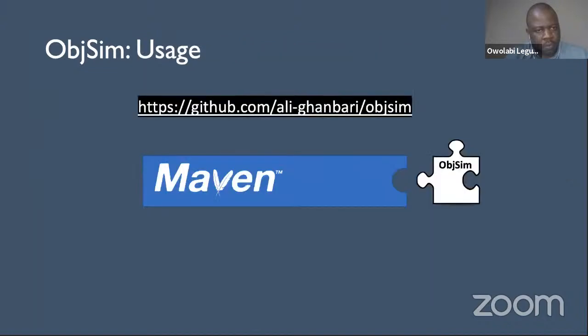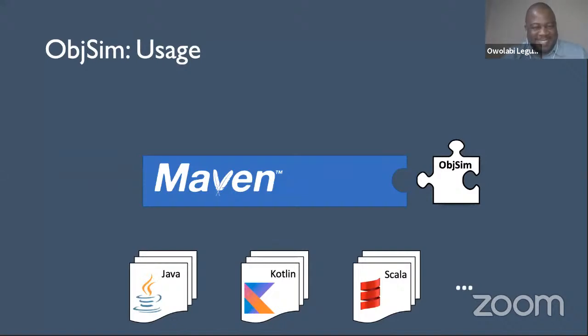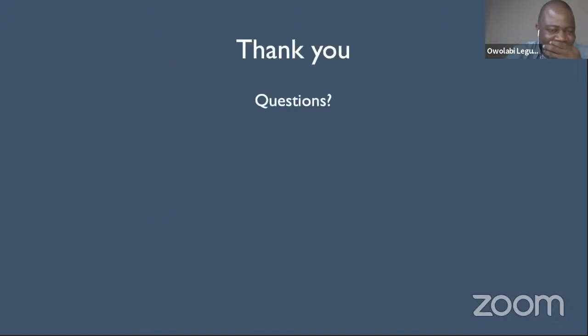ObjSim is publicly available on GitHub. It comes in the form of a Maven plugin, so it is easily applicable for any Maven-based project. Therefore, once you apply an APR tool on a project in one way or another, you can always configure ObjSim to post-process its fix report. An important feature of ObjSim is that it is JVM language agnostic, as it depends solely on the runtime information rather than the program text.